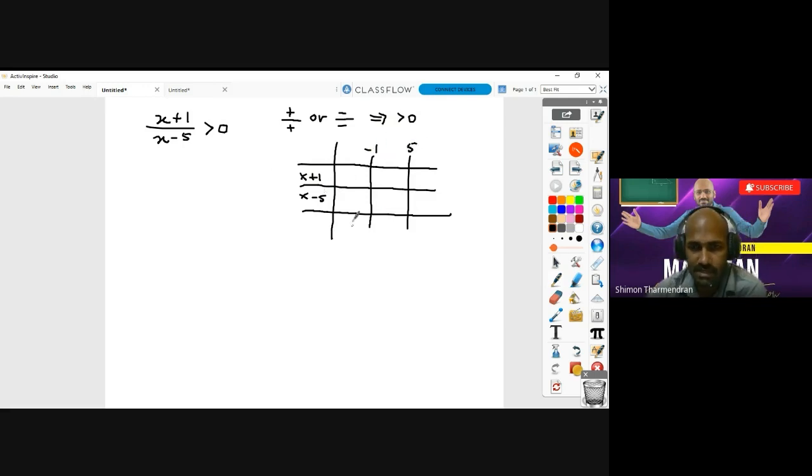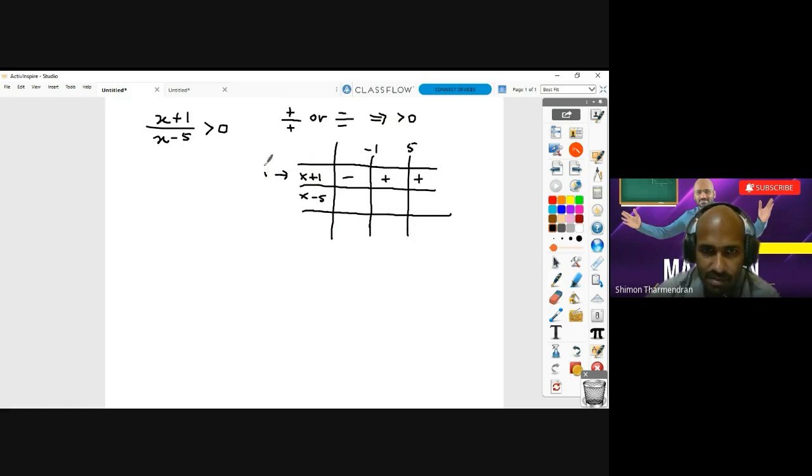I want to fill up this table now, so pay attention. First, I'm looking at this guy. This is the column on the left-hand side of -1. Any number on the left-hand side of -1 is smaller. Let's say I put x as -3. -3 plus 1 is -2. I get a negative. Any number between -1 and 5, let's say I put 4. 4 plus 1 is 5. I get a positive. Any number bigger than 5, I get a positive.